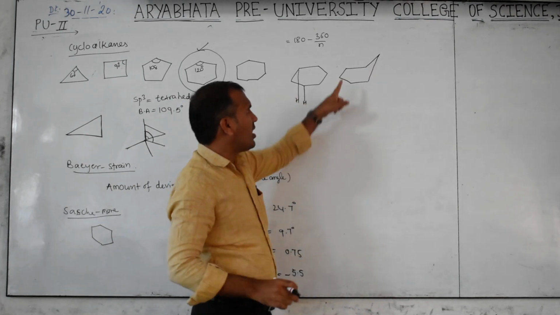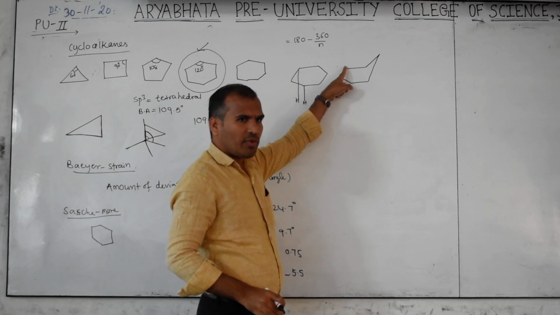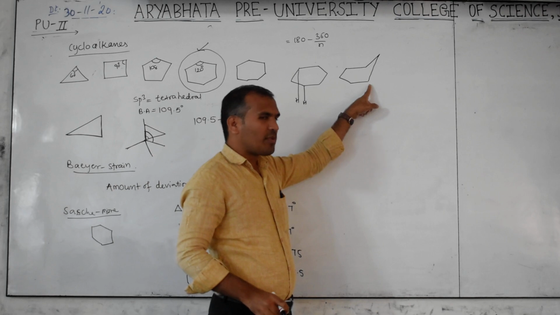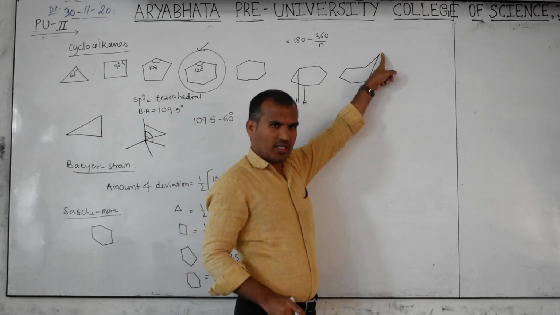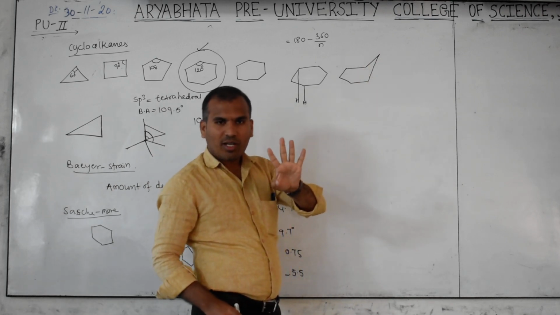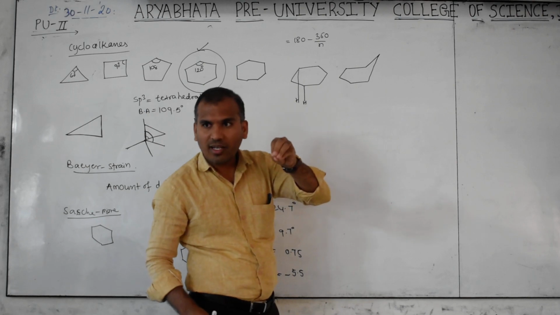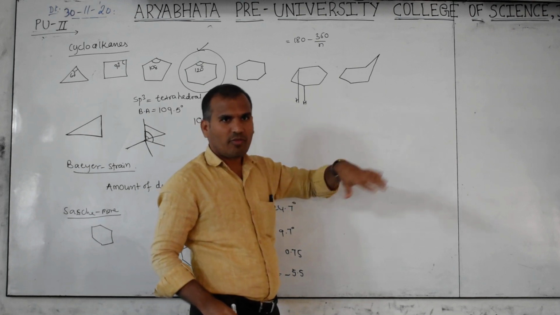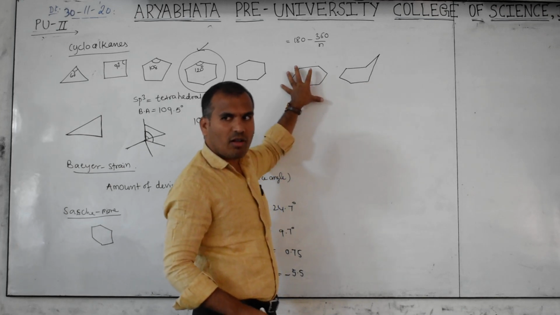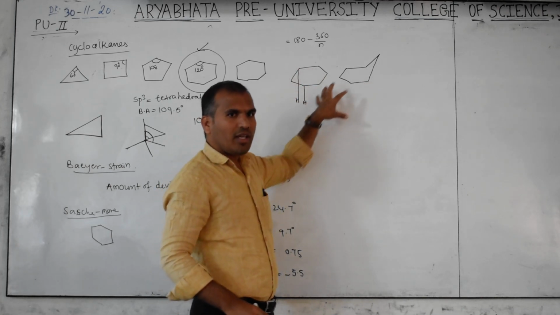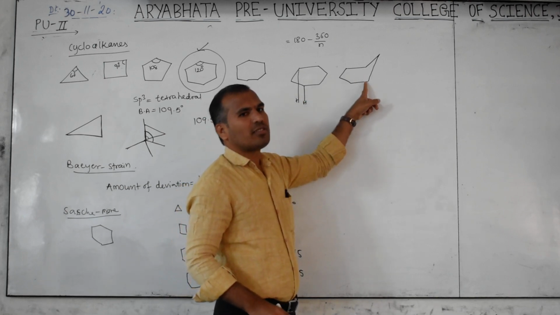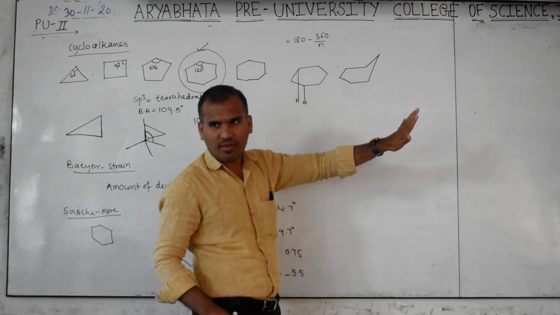In the half chair form, is torsional strain present or not? This carbon's hydrogens are eclipsed. This carbon's hydrogens are eclipsed. Only this is not. But four carbons or five carbons? Five carbons have eclipsed hydrogens. Only one is not. Therefore, it is also unstable. Here all carbon hydrogens are eclipsed, here five carbons' hydrogens are eclipsed. So compared with this, it is somewhat stable, but not 100% stable.